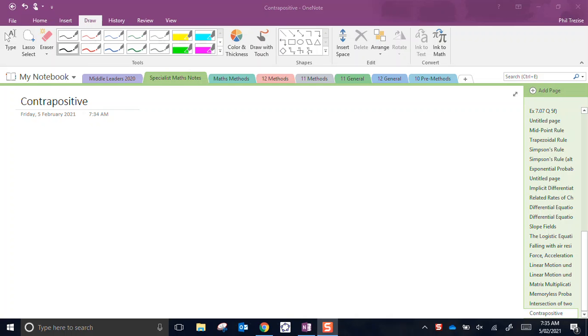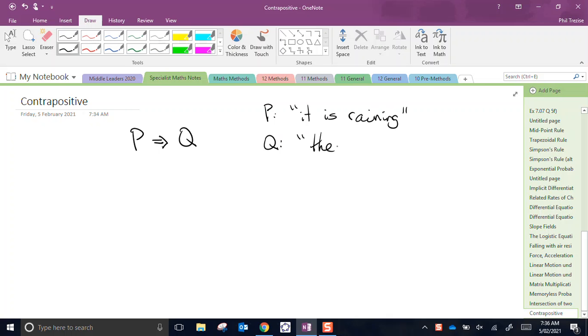Hi everyone. The lesson today is about using the concept of contrapositive in order to prove different propositions. So first let's review. If we have proposition P implies Q, now P and Q could be any valid statements. So for instance, let's say that P is the statement, it is raining, and Q represents the statement, the road is wet.